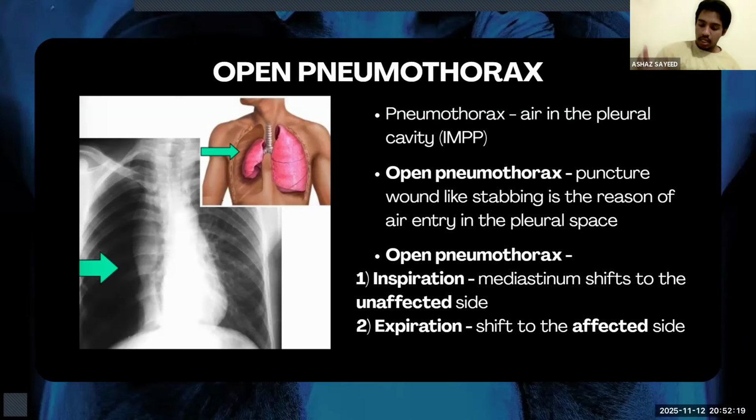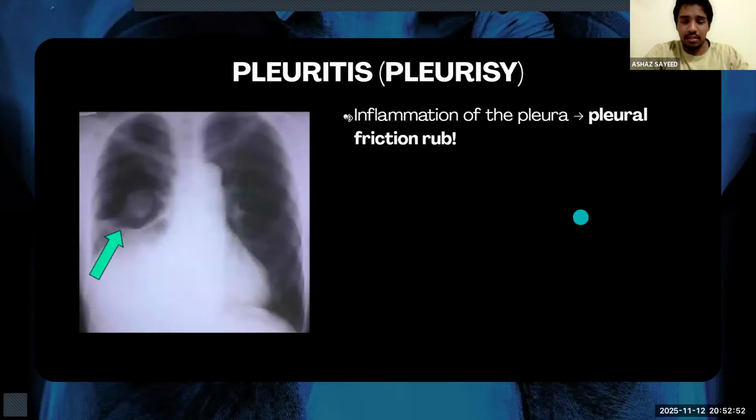Now when you expire, the diaphragm relaxes and comes back up. Because of that, the pressure increases in the chest cavity, and because the pressure increases, the air will go out from the same hole. The lung comes back a bit, but the mediastinum shifts to the affected side. Again, on inspiration, the mediastinum shifts because of pressure from air from the outside entering the hole. And on expiration, it comes back to normal. That's open pneumothorax. Did you guys get it? Did you guys get the whole inspiration, expiration thing? Did you understand it?